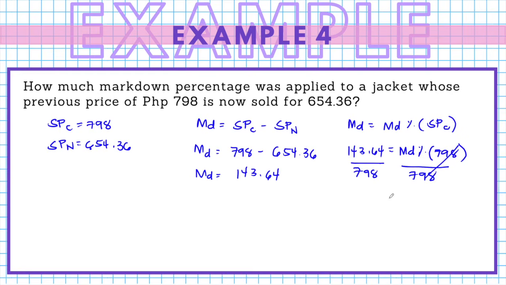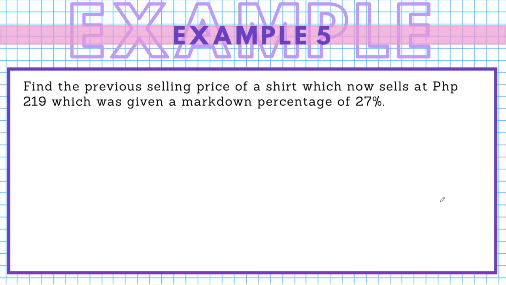Now, simplifying our equation, we have 18% as our markdown percentage. Now, for another example regarding markdown, we find the previous selling price of a shirt which now sells at 219 pesos, which is given a markdown percentage of 27%.